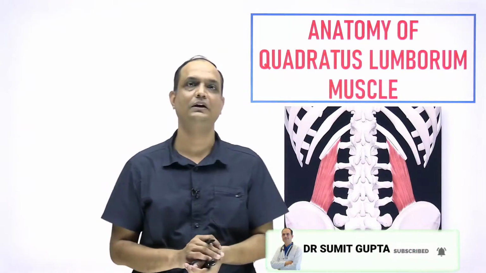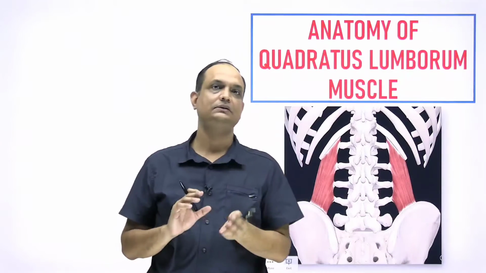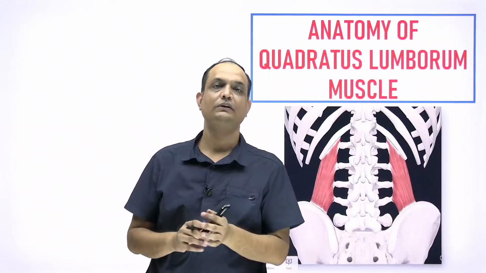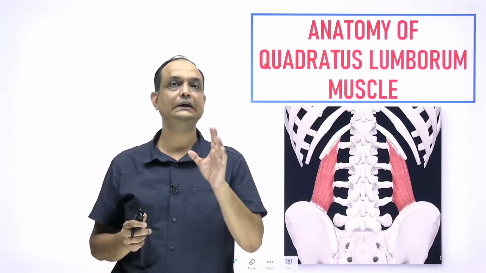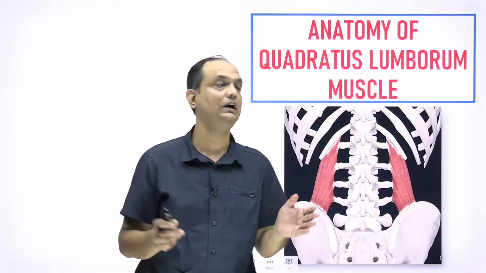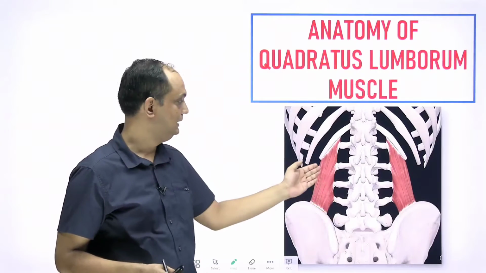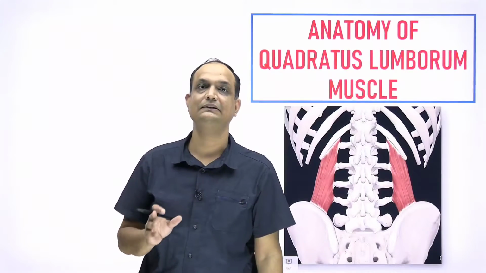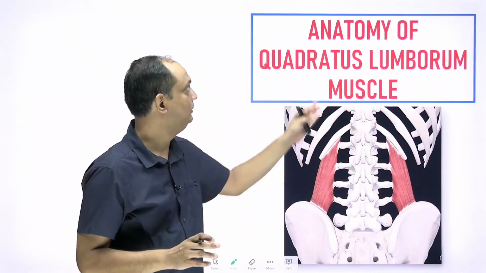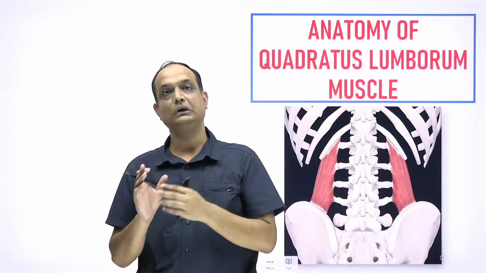Hello students, today we will discuss the anatomy of the quadratus lumborum muscle. Now this topic is very important to understand the thoracolumbar fascia. Whenever you are reading the posterior abdominal wall, you know that there are three muscles present from medial to lateral: psoas major, then quadratus lumborum, and transversus abdominis. But my dear students, you have to understand that these muscles, particularly the quadratus lumborum, are present in a compartment formed by your thoracolumbar fascia.